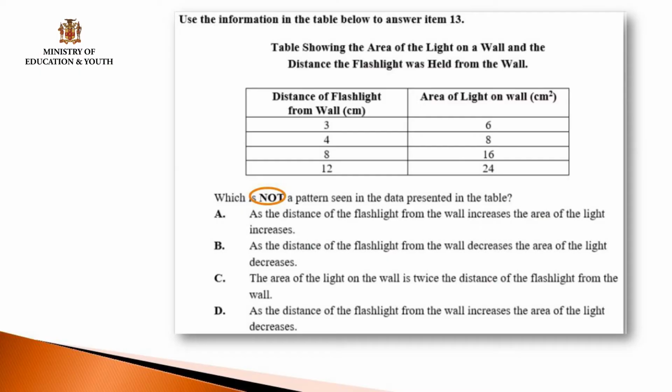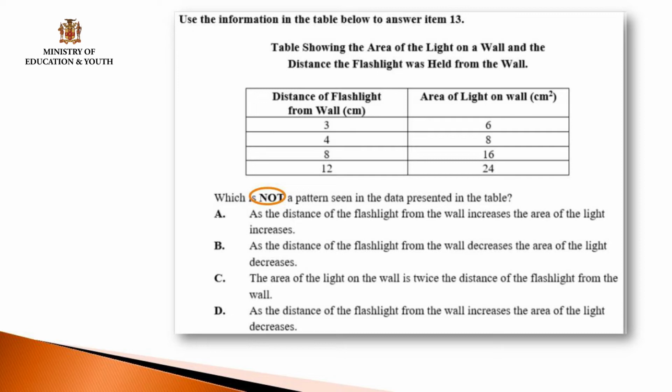Okay, let's look at this third question. Again, we're in the unit on light, and we're looking at how light interacts with objects. So here, we're given a table where we're changing the distance of a light source, which is a flashlight, and we're looking to see how it produces an image on the area on the wall. And so we're looking at how the area of light on the wall changes.